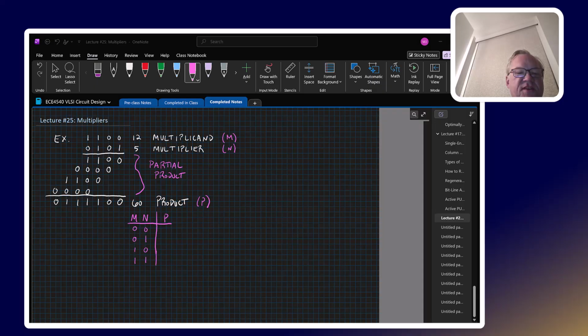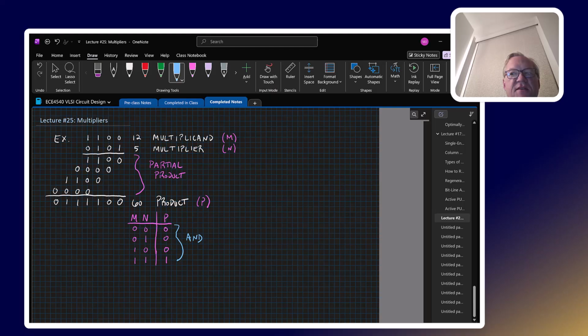So here I have a truth table. Of course, if either the multiplicand or the multiplier are 0, the product is 0. And I only get a 1 if both the multiplier and the multiplicand are 1. And we can recognize what this function is. This is an AND. All right, so we are going to form our partial products by ANDing the multiplicand and the multiplier.